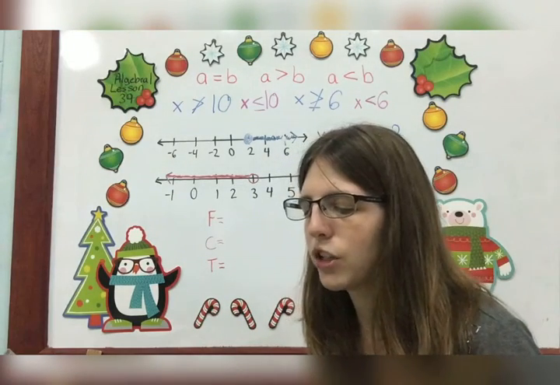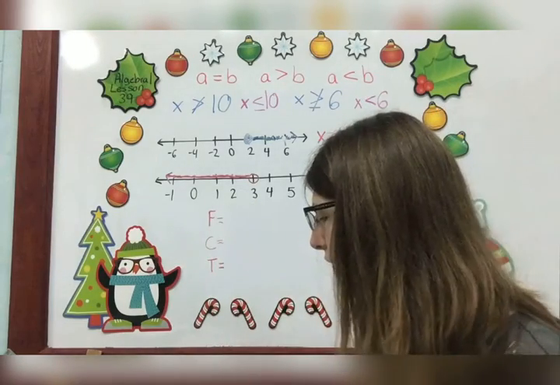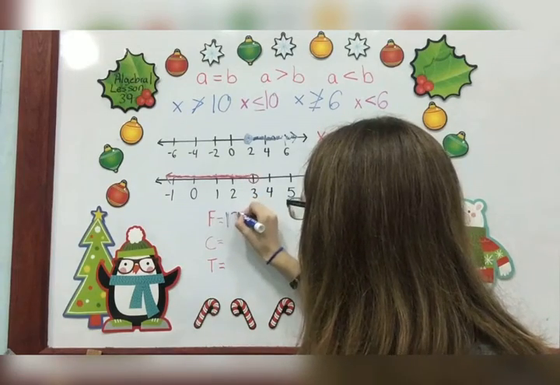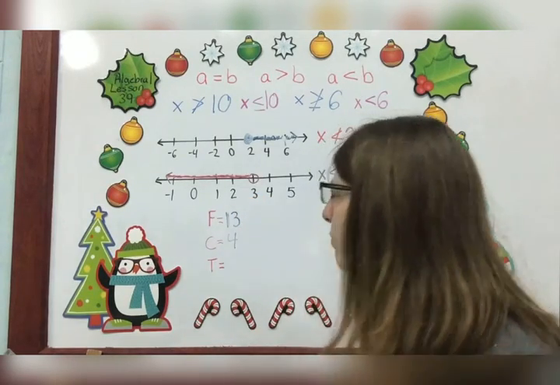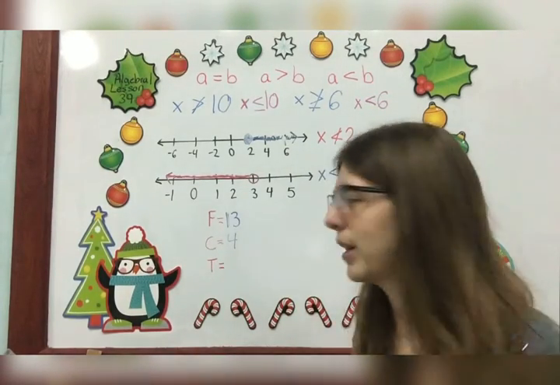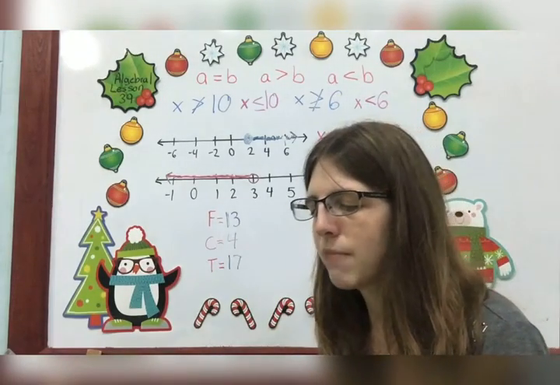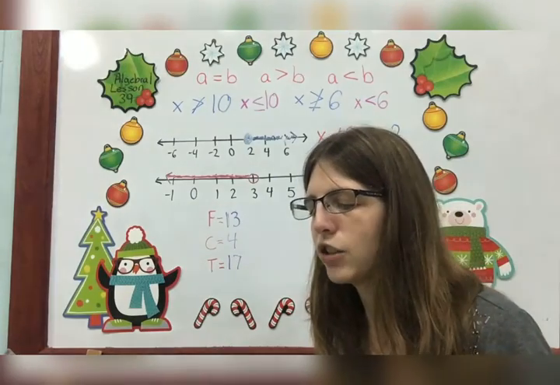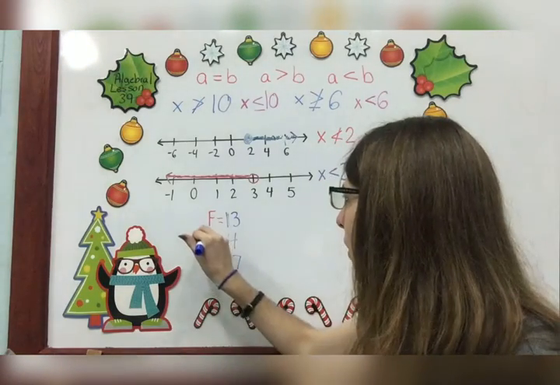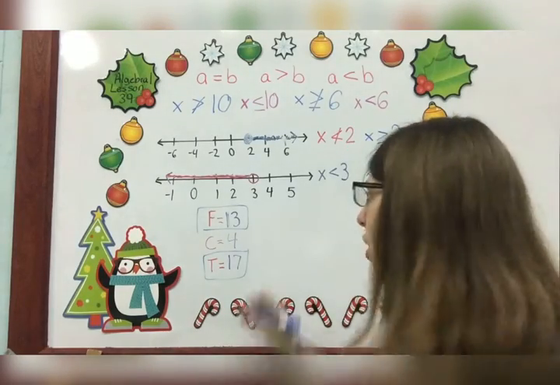According to my problem, the ratio of fish to crabs was 13 to 4. So that means 13 fish for 4 crabs. So what would be the total of my simplified ratio? 13 plus 4 is 17. Very good. Then according to my problem, I know that there's 119 total fish and crabs. How many are fish? So I'm looking for fish and I know the total.